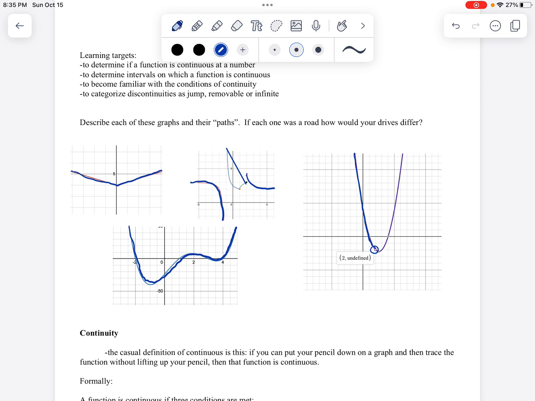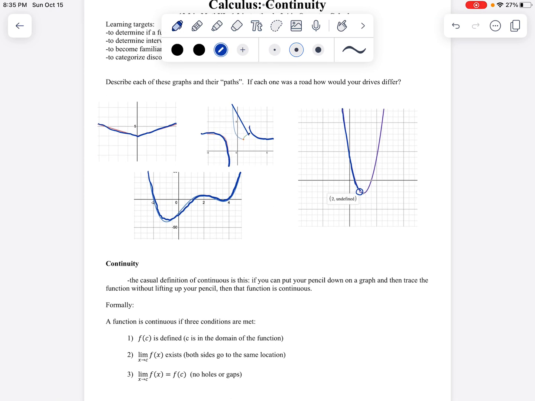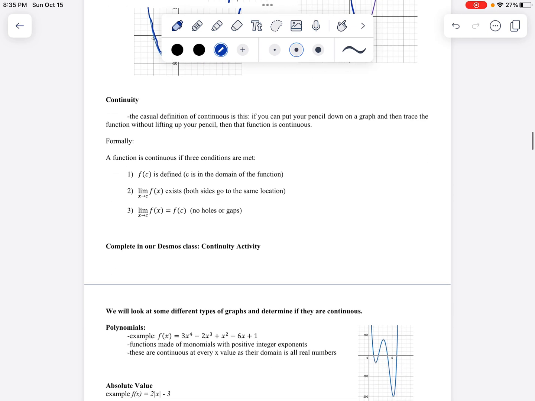So if we think of continuity with a casual definition, think of it like this. If you can put your pencil down on a graph and then trace the function without lifting up your pencil, it's continuous. If you have a jump, a hole, a gap, it's not continuous. Formally, a function is continuous if it meets three conditions.